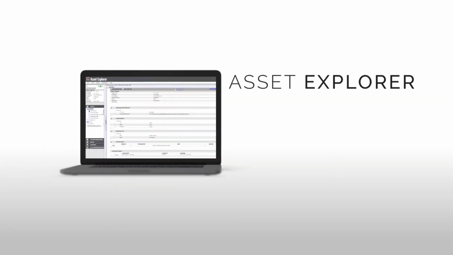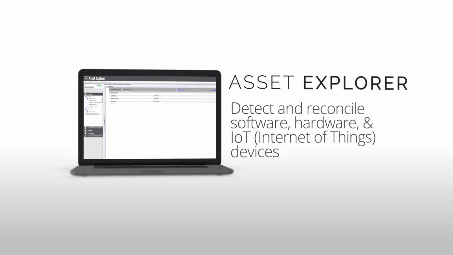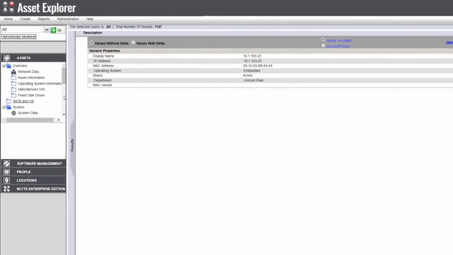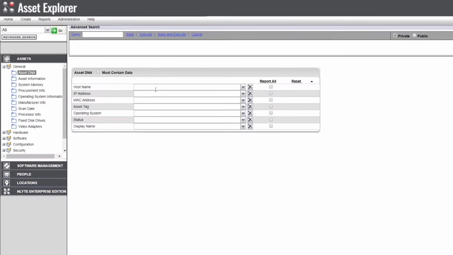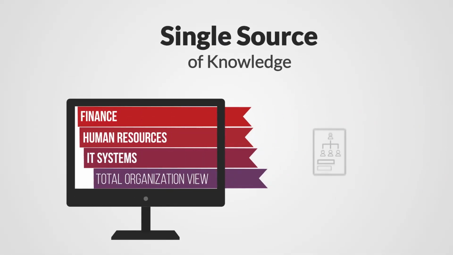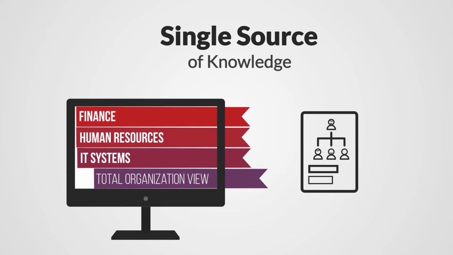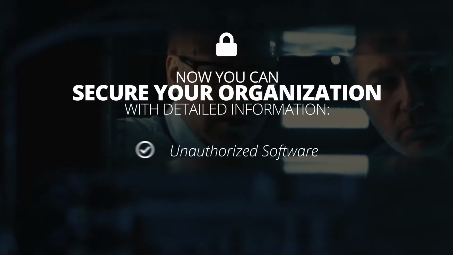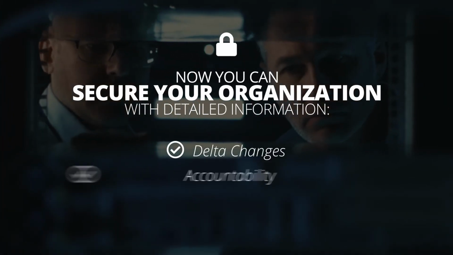Nlyte Asset Explorer scans the network to detect and reconcile authorized and unauthorized software, hardware, and IoT devices. It can pull hundreds of data points on hardware and software, recording it in a single source of knowledge, interconnecting with finance, HR, and IT systems to provide a total organization view. Now you can secure your organization with detailed information on unauthorized software, firmware, and hardware with delta changes, accountability, and audit trail reports.